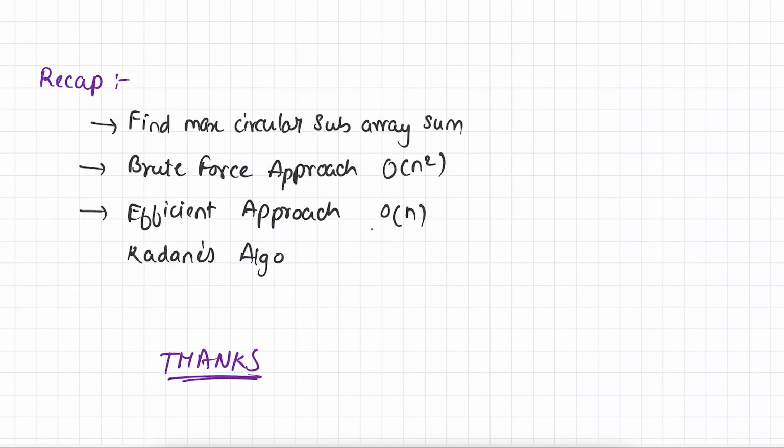Before we end this video, let's have a quick recap of what we have done so far. We were given a problem in which we were given an array, and our task was to find the maximum circular subarray sum. We saw the brute force approach to solve this problem, and in this approach the time complexity came out to be big O of n squared. After the brute force approach, we saw the efficient approach, in which we used Kadane's algorithm, and the time complexity came out to be big O of n. So we have successfully reduced the time complexity from quadratic order of growth to linear order of growth.